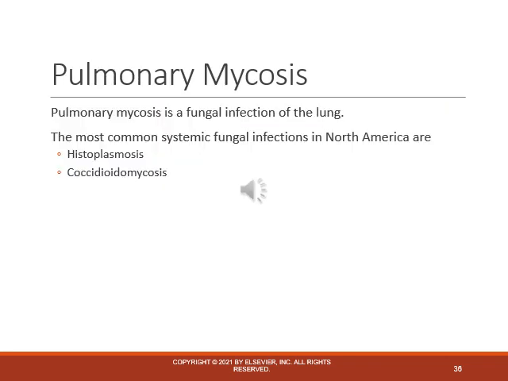Pulmonary mycosis is a fungal infection of the lungs, and we have two different types that are common in the United States or North America. The first is histoplasmosis, which comes typically in the Mississippi and Ohio River valleys. The second is coccidioidomycosis, which is more common in the southwestern United States.